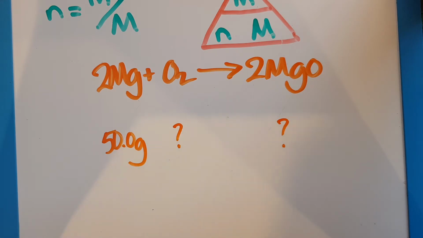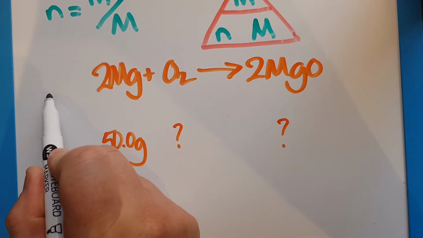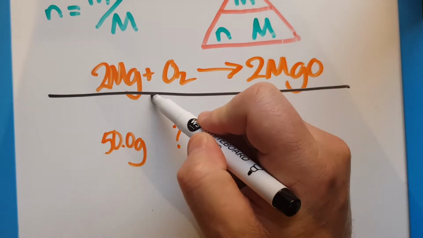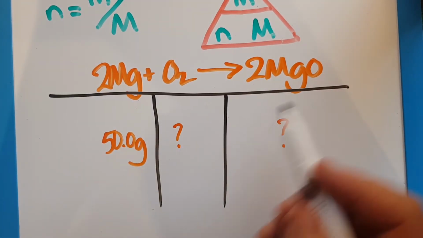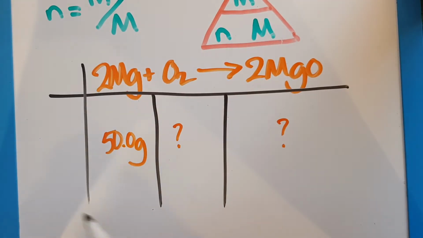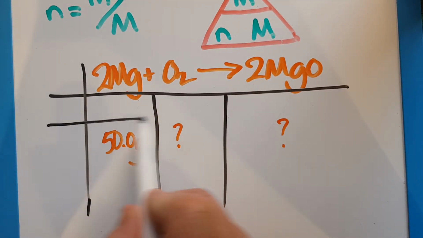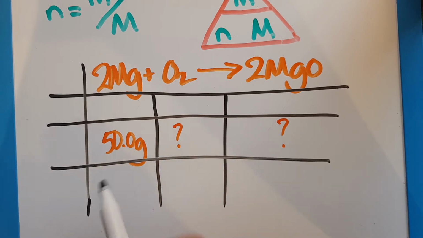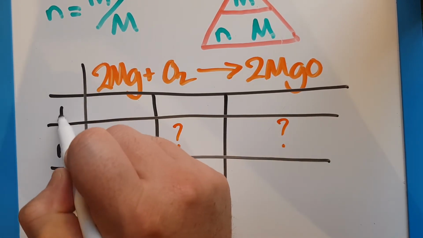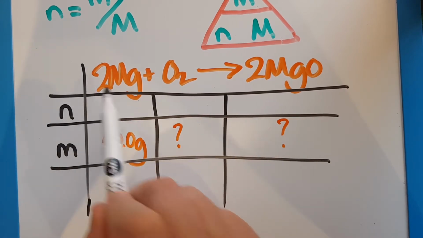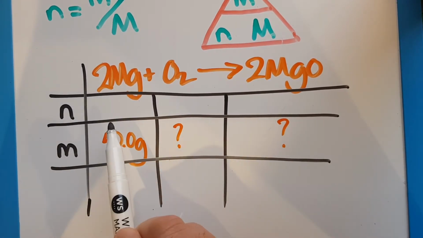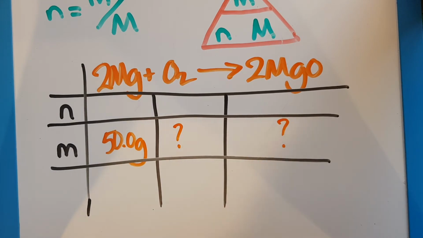Well, the way I approach a question like this is I turn the equation into a table. So I'm going to underline it, and under the plus and under the arrow, I'm going to make some columns. I'm also going to put one here because I'm going to have some labels here. In here, I've got my mass in grams. Up here, I'm going to have my amount because the numbers in front of these are going to be important for doing a thing called mole ratios. You'll see that in a moment.